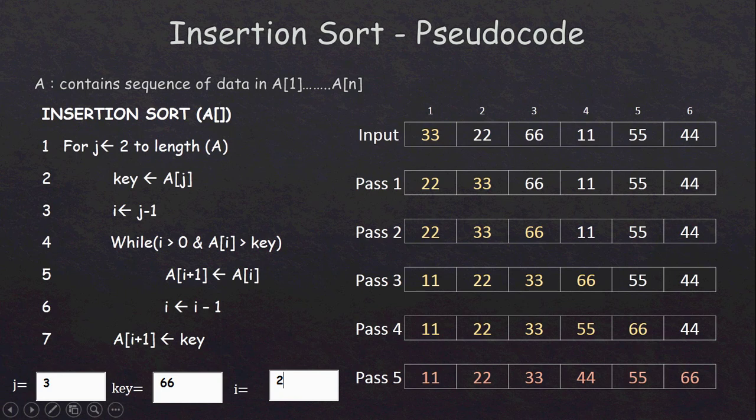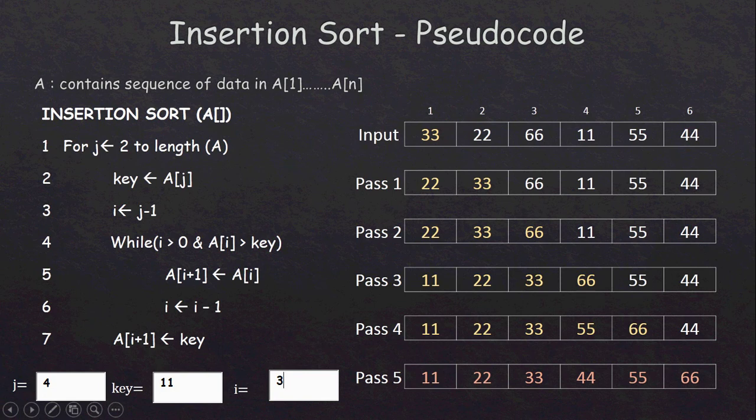One more iteration. Next, what happens? The j value becomes 4. At that time key will be A of 4, that is 11, and i will be 3.